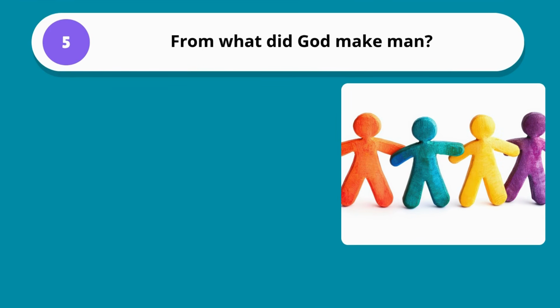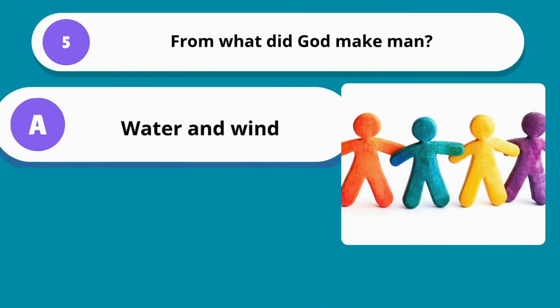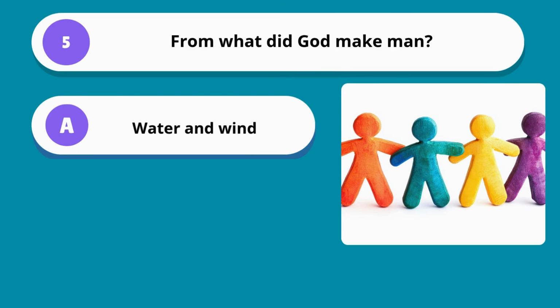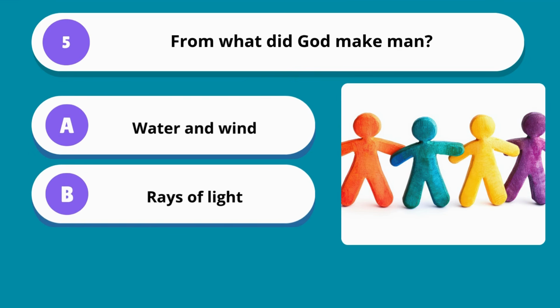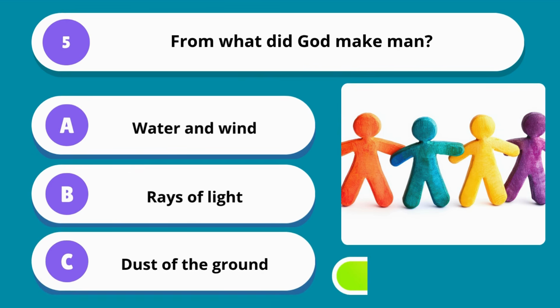Question 5. From what did God make man? A. Water and wind. B. Rays of light. C. Dust of the ground.